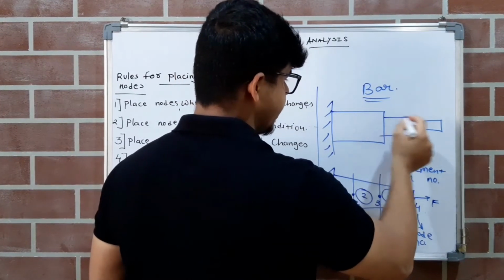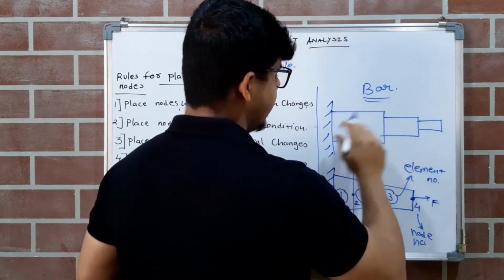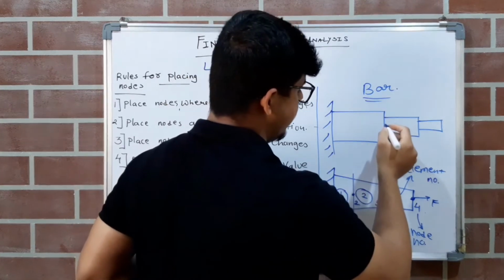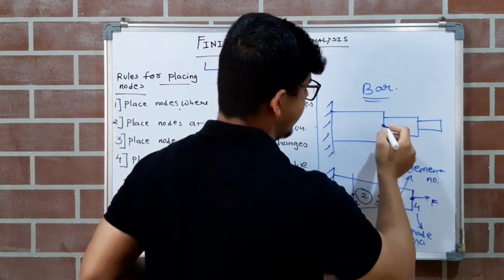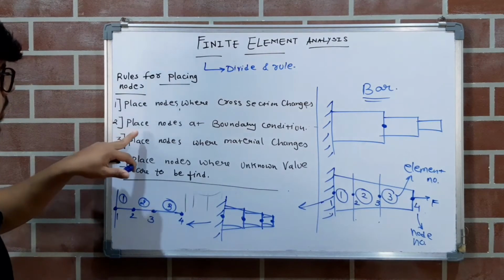our cross section changes, right? This is the first bar and this is the second bar, if we consider this component is made of 3 bars. So here at this point our cross section changes, so we are putting a node here. So now what about the second?